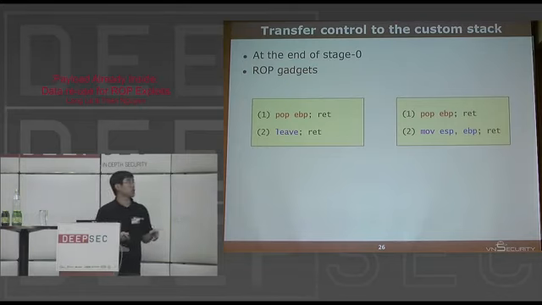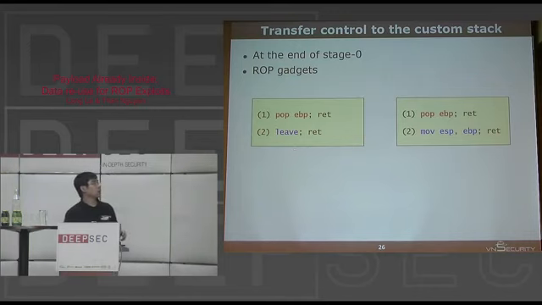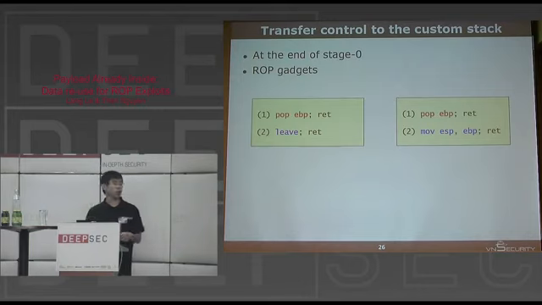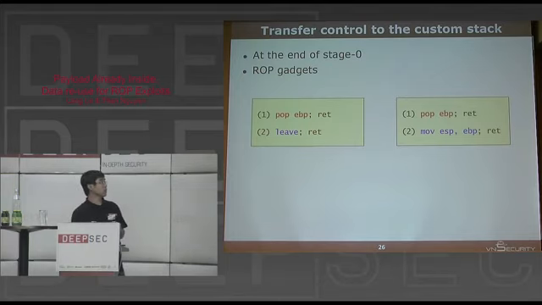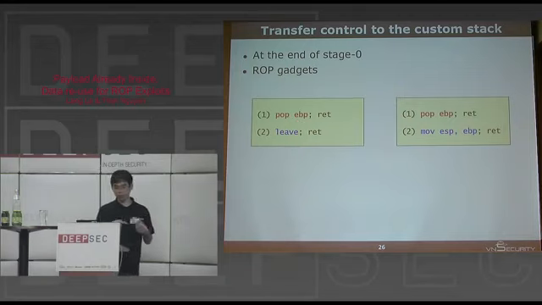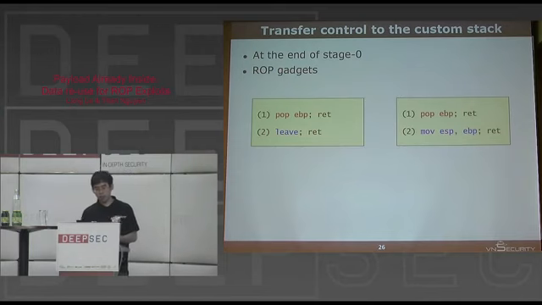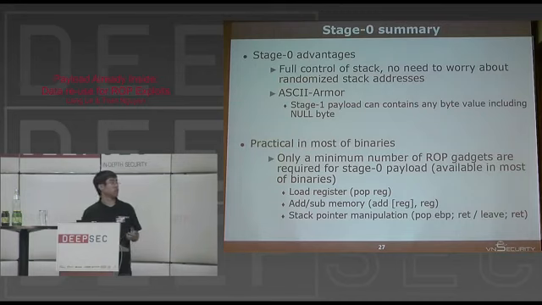At the end of state 0, we need to switch the control to the new stack. We just copy all the data of state 1, so we transfer the control to the custom stack and let state 1 start running. We only need to have either pop EBP, return and leave, or something like that to switch the stack, which is available in most of the binaries.